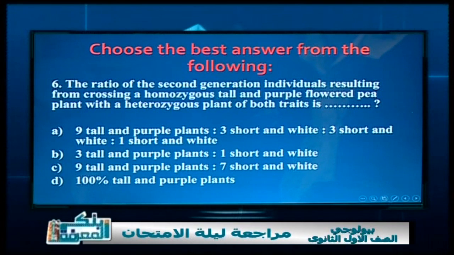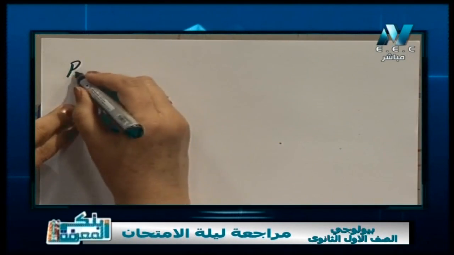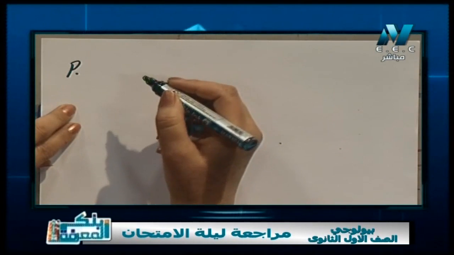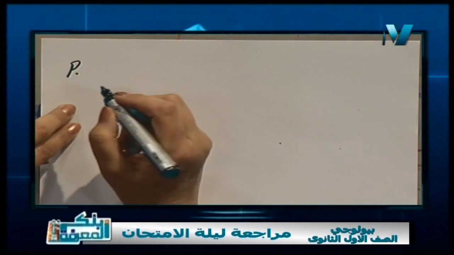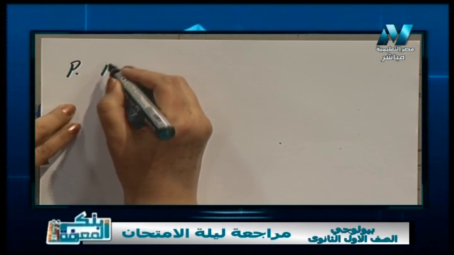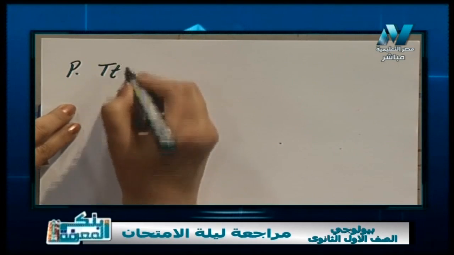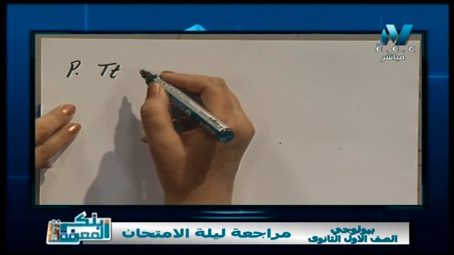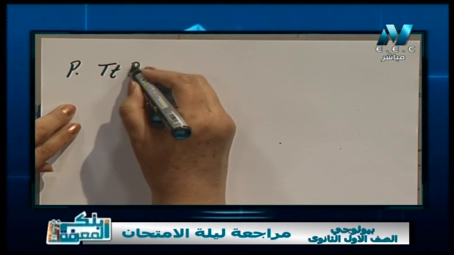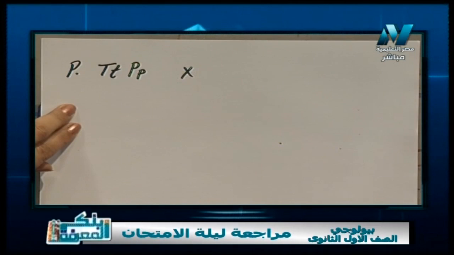So let's write down the genotype of both parents. The first parent is homozygous tall and purple. Homozygous tall means capital T, capital T. And homozygous purple, capital P, capital P. The other individual, heterozygous.